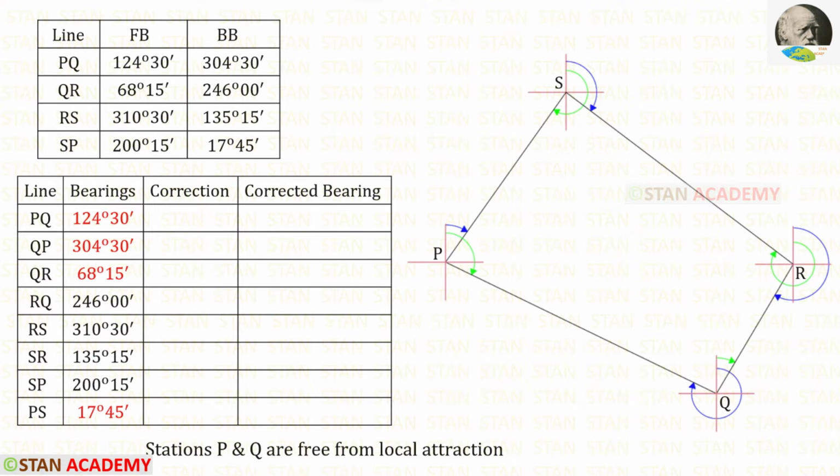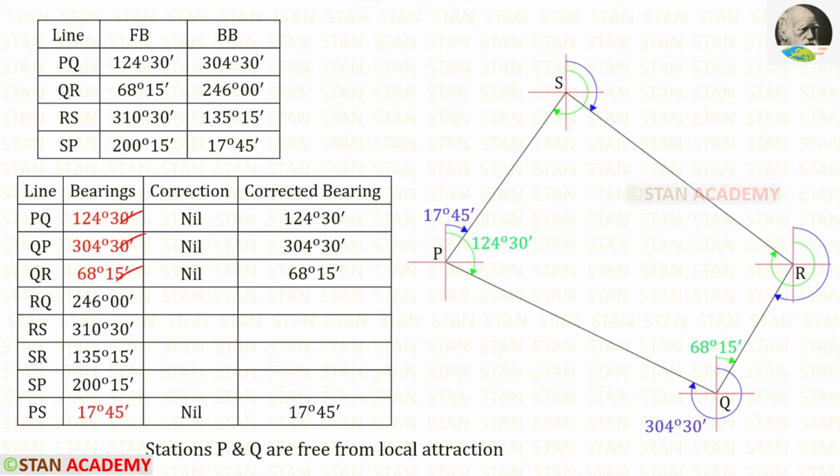We know that the station P is free from local attraction. From the station P, there are two readings taken. One is PS and one is PQ. Both of these two readings are assumed to be correct. We know that the station Q is also free from local attraction. From the station Q, there are two readings taken, QP and QR. Both of them are assumed to be correct. So for these four readings, no correction is required.